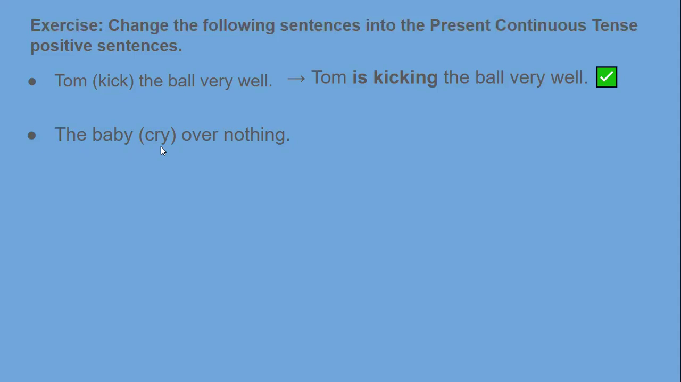And then what do we do? We add the ing at the end of the verb to make the verb a gerund. So it's still a verb, but a verb that ends with ing. And the ing only shows that this sentence is continuous. It is not simple, but it is continuous. And so the correct sentence becomes, the baby is crying over nothing.